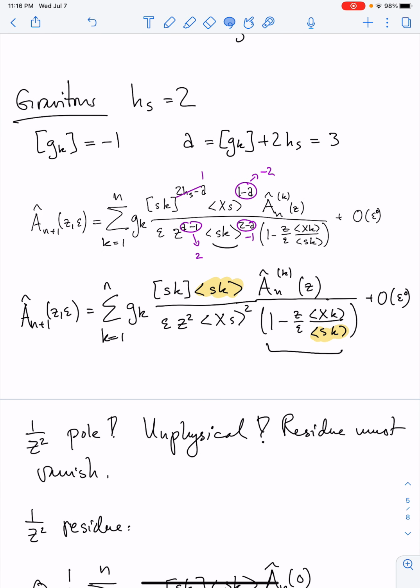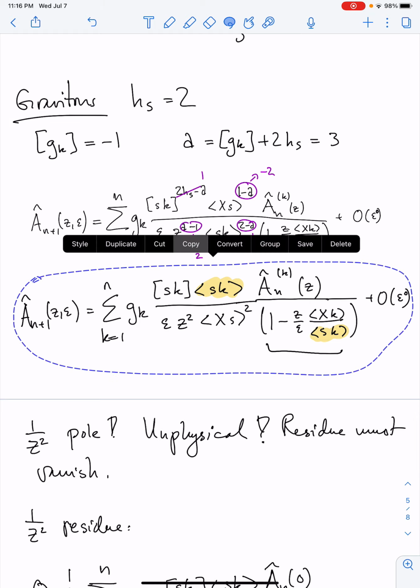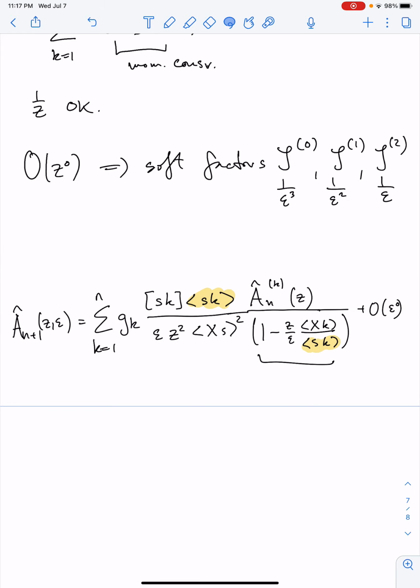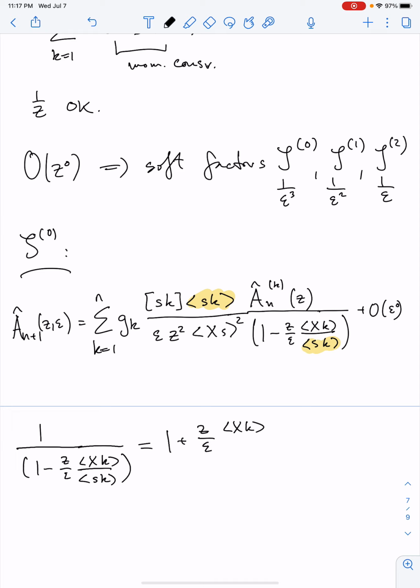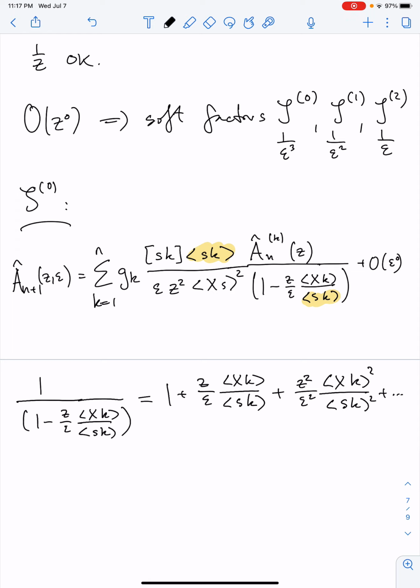So let us take a look at our expression here that we have for gravity. I'll copy that and show you how curly S0 arises. Now the term that I have here in the denominator is something that I can expand. 1 divided by 1 minus z over epsilon xk over sk is the same as 1 plus z over epsilon xk divided by sk angle bracket plus z squared over epsilon squared xk angle bracket squared divided by sk angle bracket squared plus higher order terms, which are not relevant for what we'll do. And this then, when I multiply it in here, and I expand this to just have z equals 0, then I find the following.